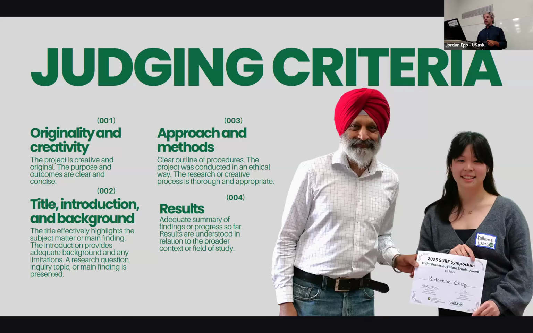Number 3, approach and methods. A clear outline of procedures. The project is conducted in an ethical way. The research or creative process is thorough and appropriate. So how did you approach your research? Are the methods you used appropriate for what you were researching? Hopefully your supervisors were working with you on that as you were doing the research, and that's all clear. But again, this is just you being able to articulate these types of things.